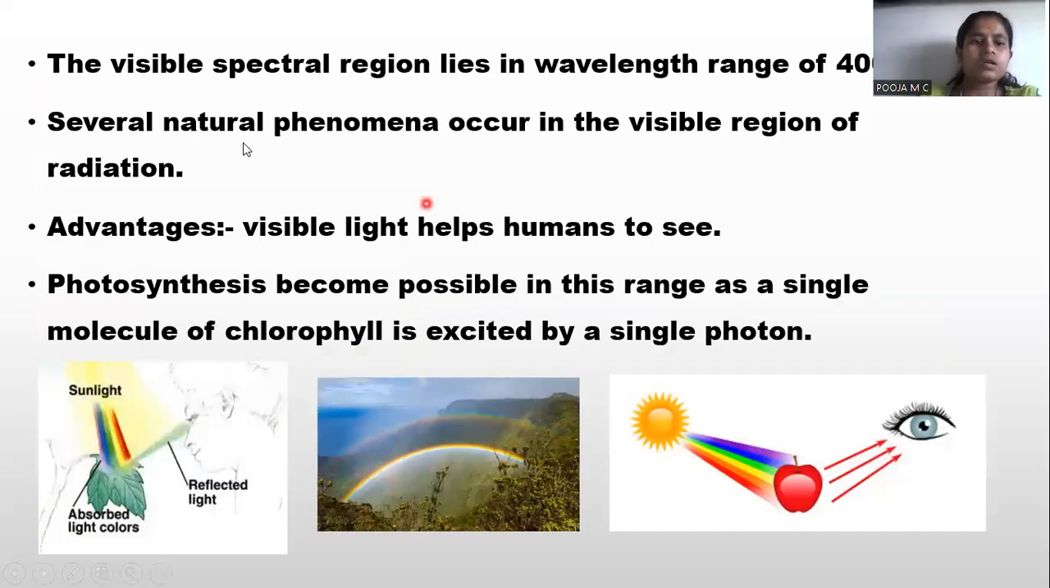Next comes the visible region. The visible spectral region lies in the wavelength range of 400 to 800 nanometer. Several natural phenomena occur in the visible region of radiation.